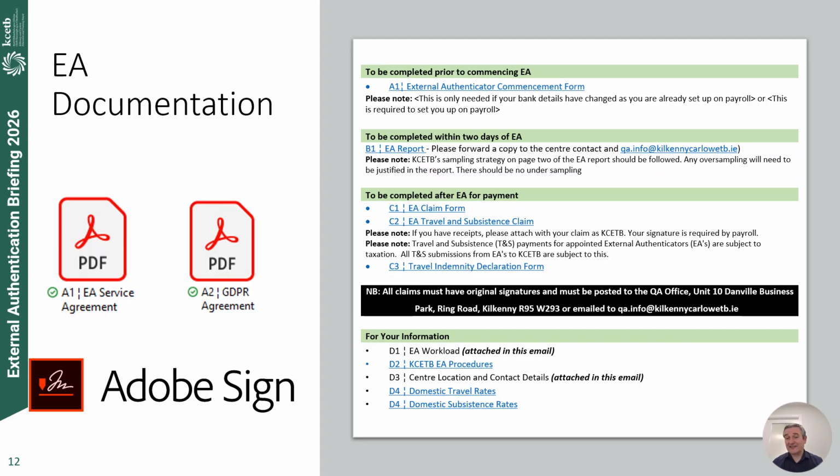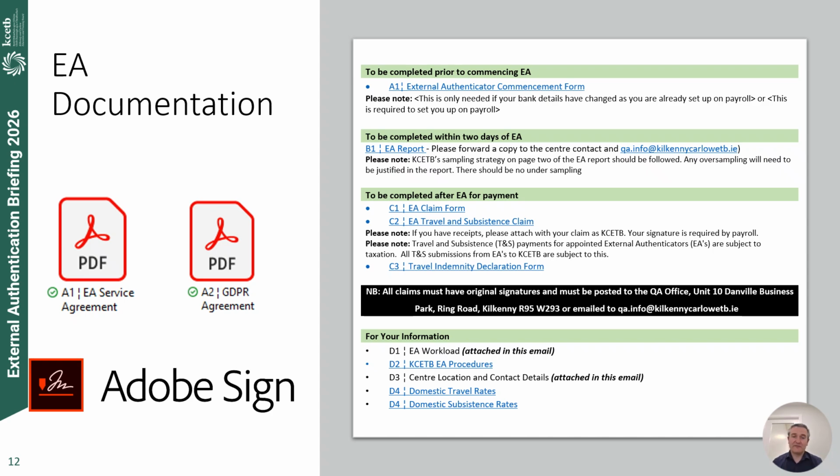And just to say, there are two different systems used for payment within KCTB. The EA claim form for your work, your day's work or a couple of days' work, is processed by us in QA. But your travel and subsistence is processed by finance. So you'll send all of these documents to us in QA, and we'll process the claim form here and send your travel and subsistence to finance, who will process it, which may mean that you could get payments at different times. They're different systems, so you may receive a split payment.